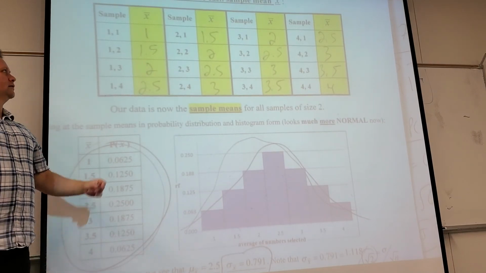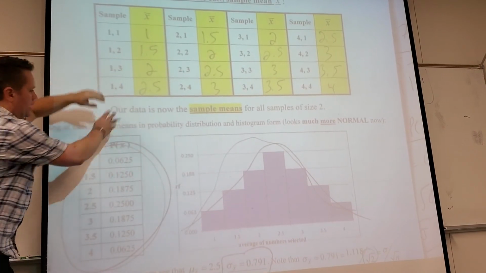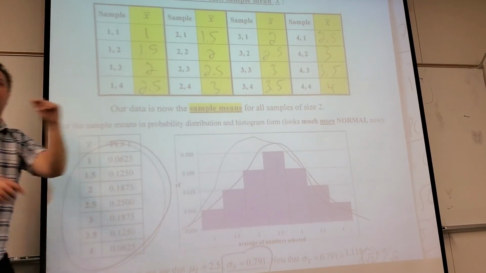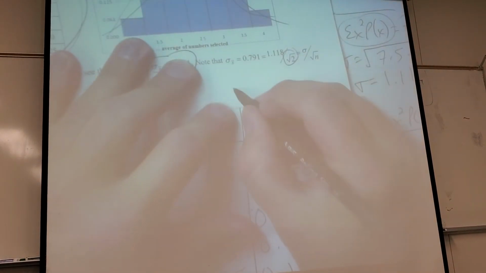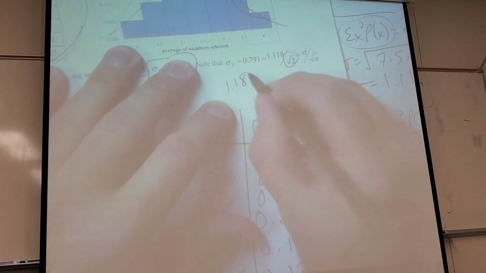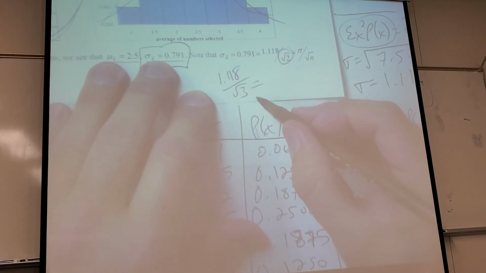Why not do Waller's weird thing? Do all this: calculate x p of x, calculate x squared p of x. But we already know what the answer would be for the standard deviation. If I took samples of size 3 and did all this work, it would be 1.18 divided by the square root of 3.